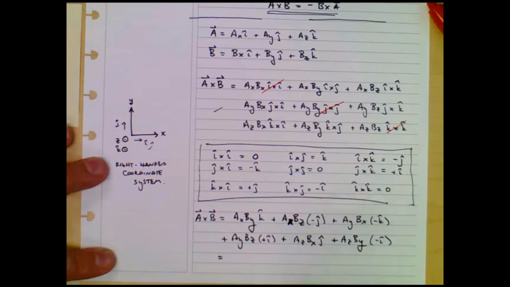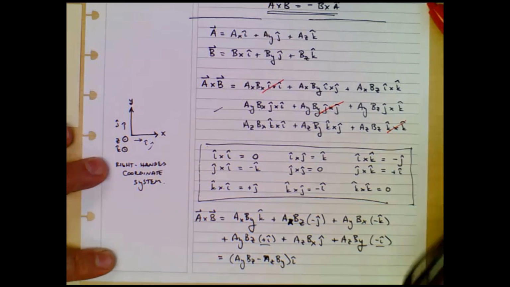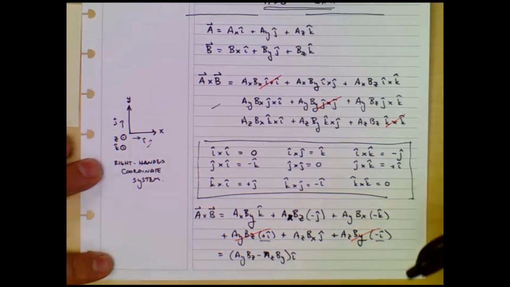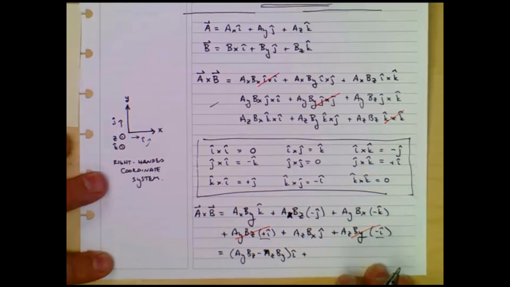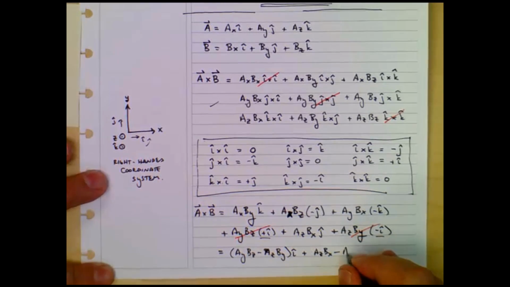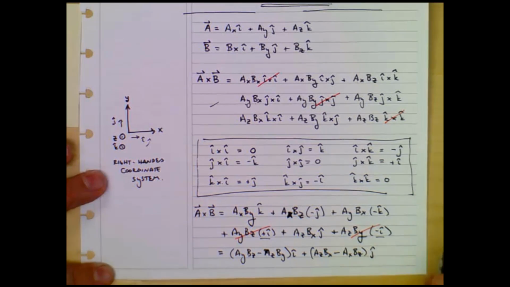All right, we can group these in terms of the I's, J's, and K's. So I've got two I terms, AYBZ minus AZBY times I hat. That takes care of those two. Then I've got plus AZBX minus AXBZ times j hat.